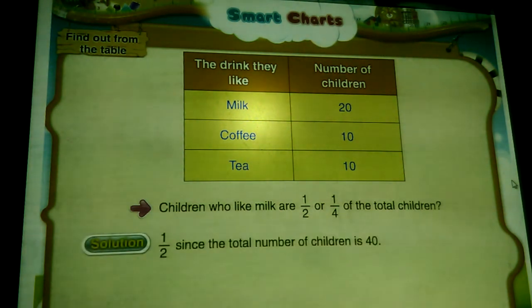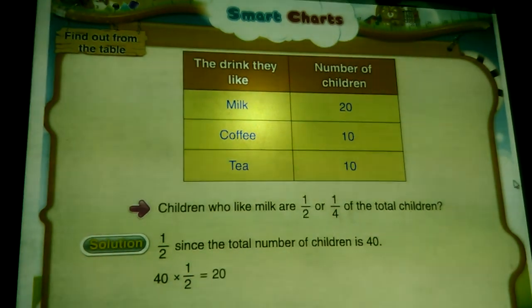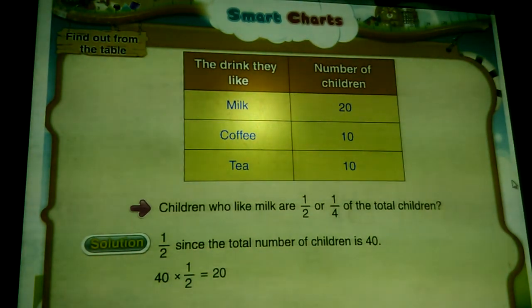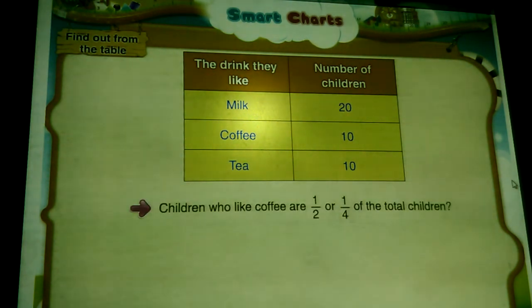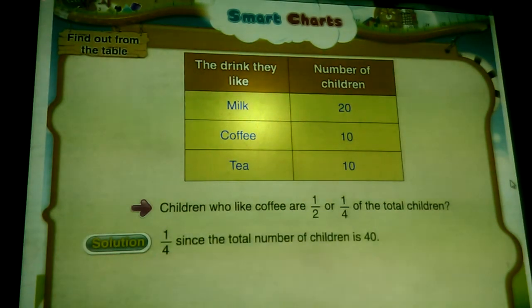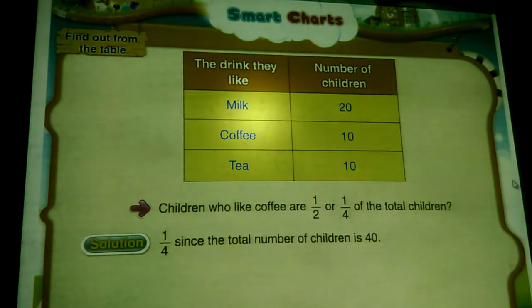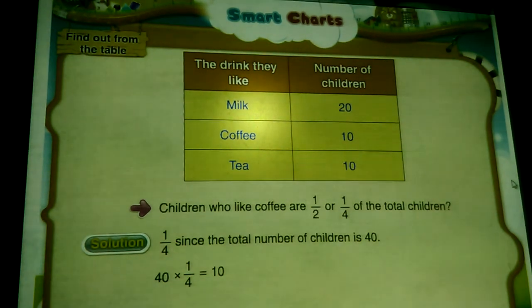Solution. Half. Since the total number of children is 40, and if we multiply 40 by 1 upon 2, we get 20, which indicates the number of children who like milk. Second question. The children who like coffee are half or 1/4 of the total children. Solution. 1/4. Since the total number of children is 40, and if 40 is multiplied by 1 upon 4, we get 10, which indicates the number of children who like coffee.